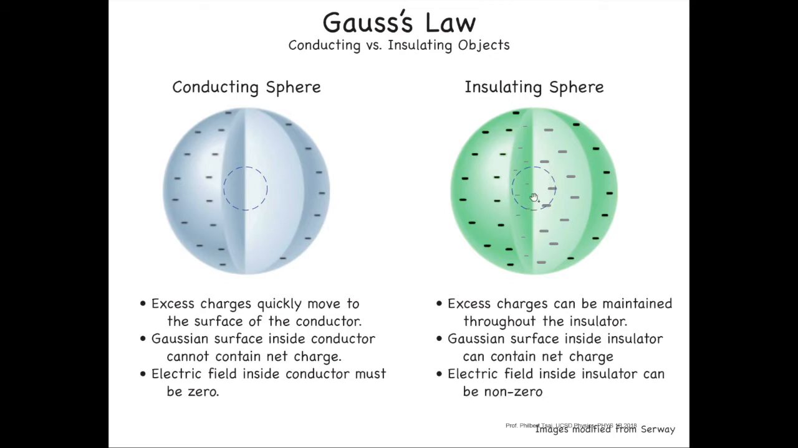Which implies that the electric field inside an insulator can actually be non-zero, okay? So I believe there will be a homework problem where you're asked to calculate something for an insulating sphere. And the way you can do that is to make this Gaussian surface and figure out how much charge is enclosed, and that will let you figure out the E field.